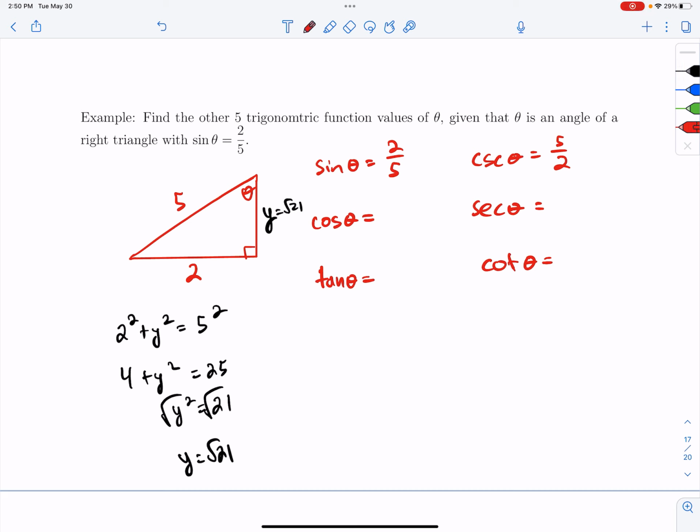So now that I have that, I can easily find these other 4 trig function values. Cosine of theta, cosine is the adjacent. So from this angle, the adjacent side is root 21 over the hypotenuse, so root 21 over 5. The reciprocal of that for secant is 5 over root 21. And then for tangent, that's opposite over adjacent, so 2 over square root 21. And then cotangent is just the reciprocal, root 21 over 2.